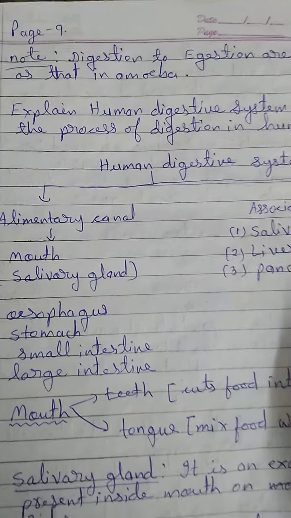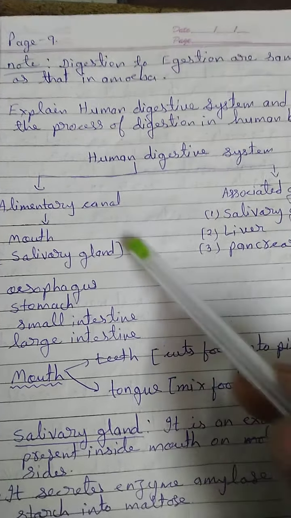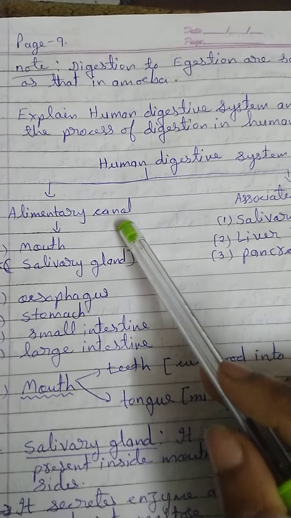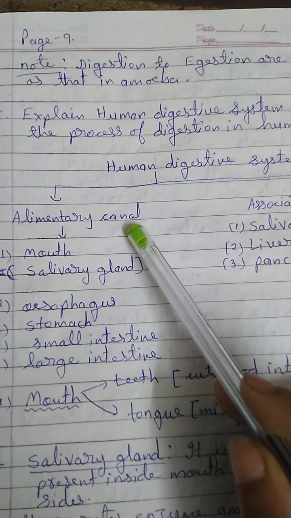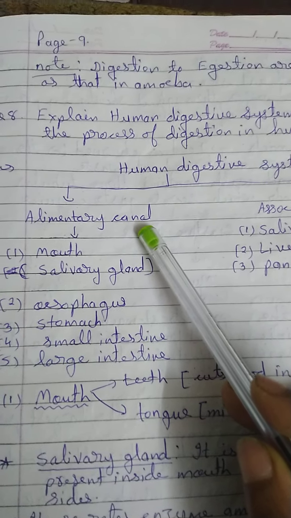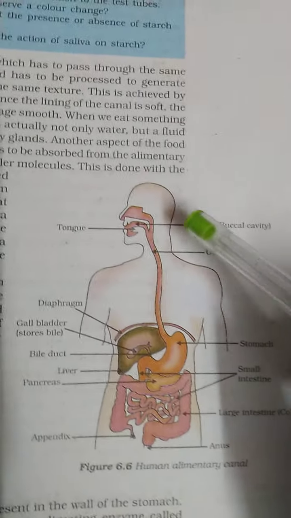Now, the human digestive system can be divided into two parts. One is the alimentary canal, another is the associated glands. The alimentary canal is a continuous tube which starts from the mouth and ends in the large intestine, at the anus. From the diagram we can see all the parts of the alimentary canal.